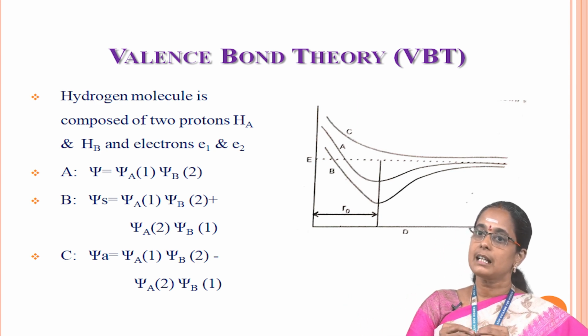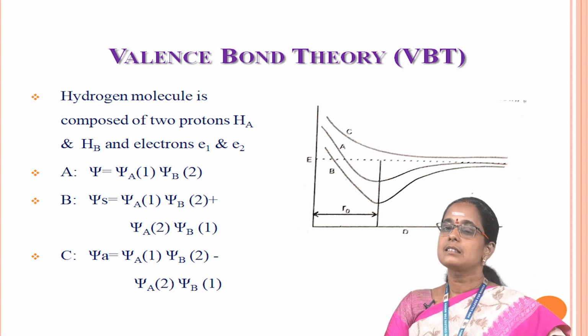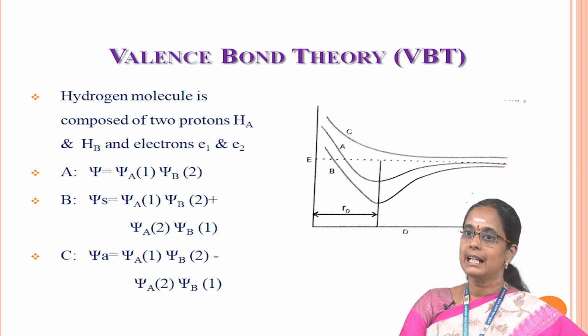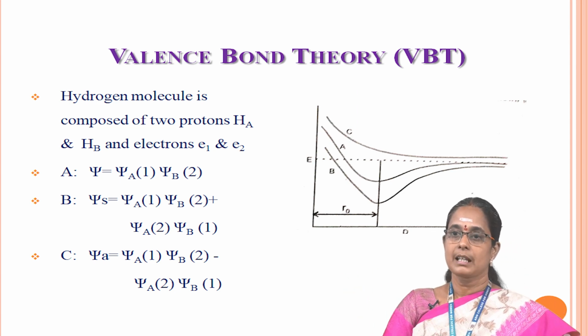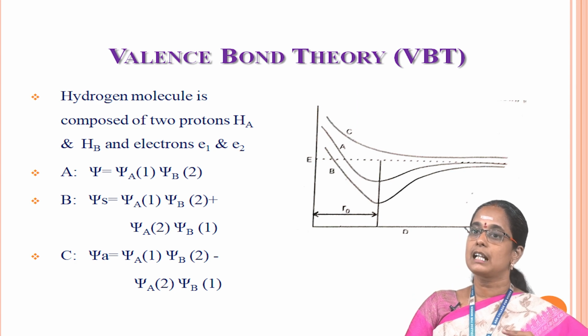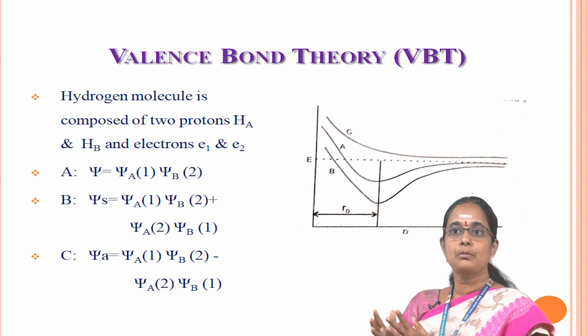The antisymmetrical wave function leads to an increase in the energy. Thus, bonding is not possible in the antisymmetric state, and that is shown in curve C. The symmetrical wave function leads to a fall in the energy, and that is shown in curve B.